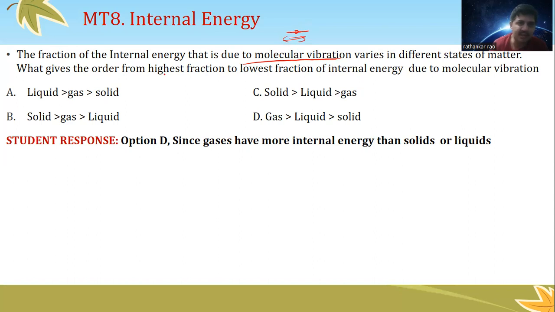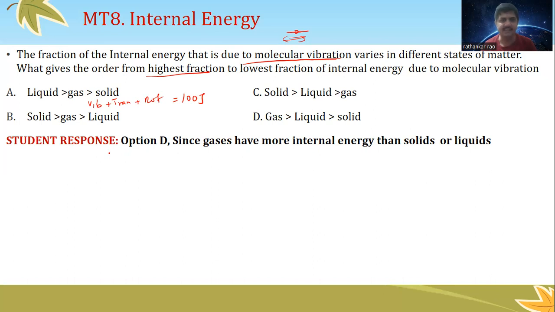What gives the order of highest fraction? Let us say the total internal energy is 100 joules. I'm just giving some example. This total internal energy is due to internal energy from vibration, translation, and rotation. A molecule can vibrate, it can move, and move means translation, kinetic energy. It can also rotate.